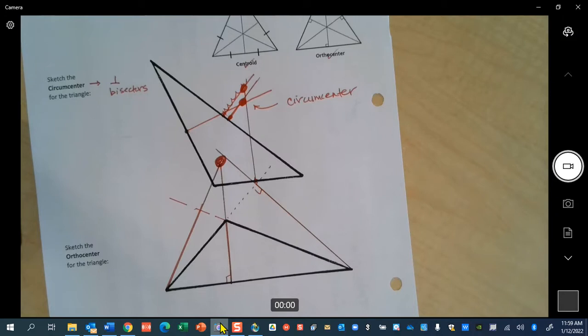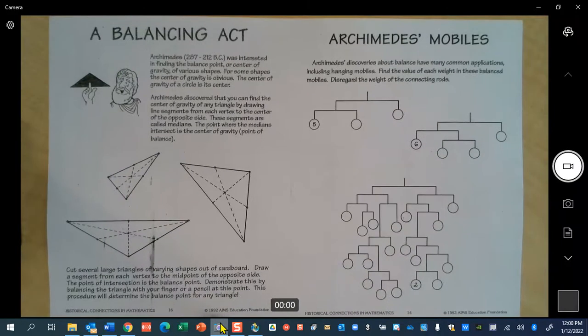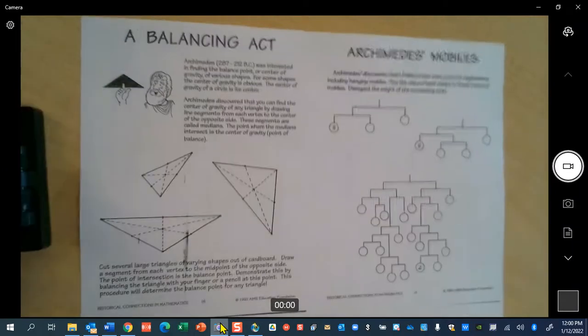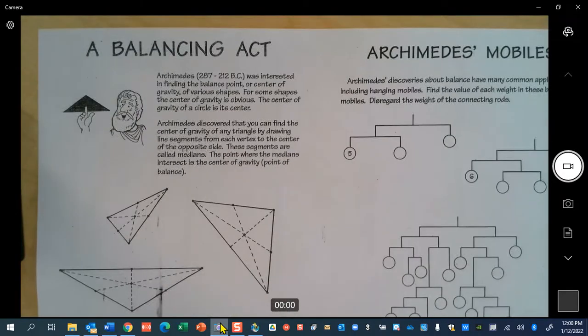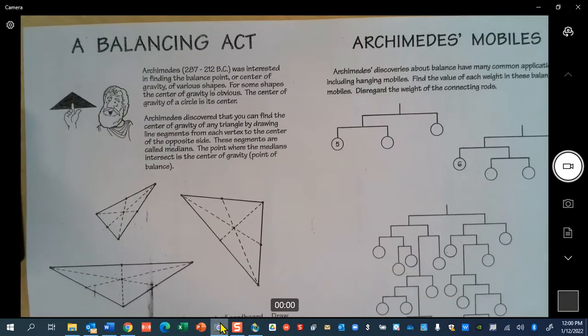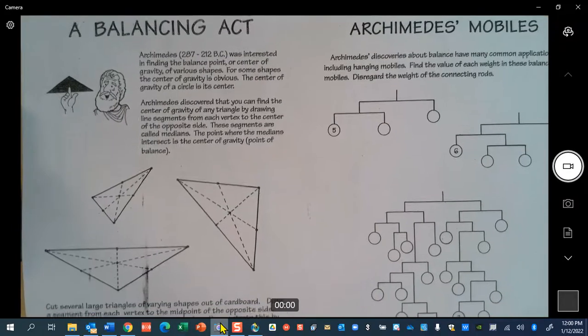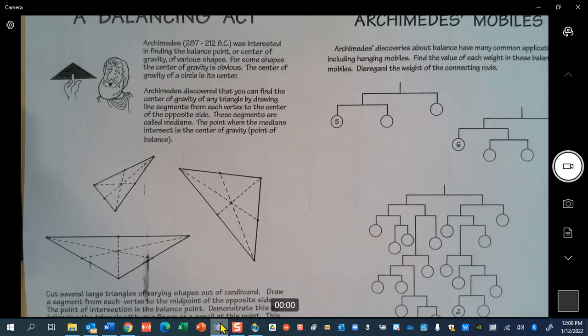Don't start cutting it. Turn your paper over, and I want you to look at the back of this. And we're going to talk about that whole idea about the medians and the centroid, how amazing it is that that centroid works out the way that it does. On the back of this, we have this conversation about Archimedes being interested in finding the balancing point, and that's what we did with our medians and when we found our centroid.